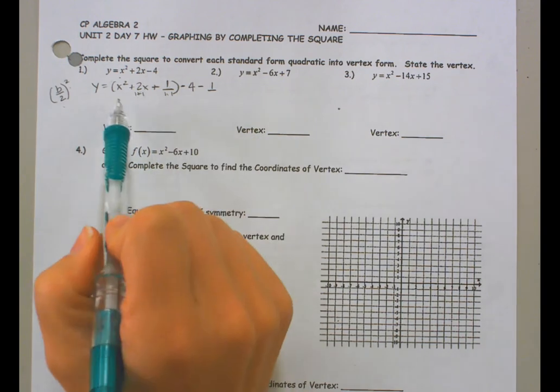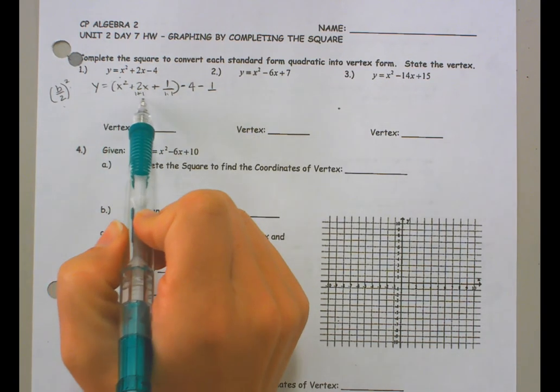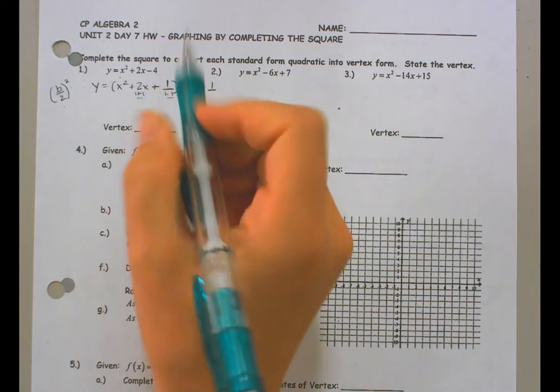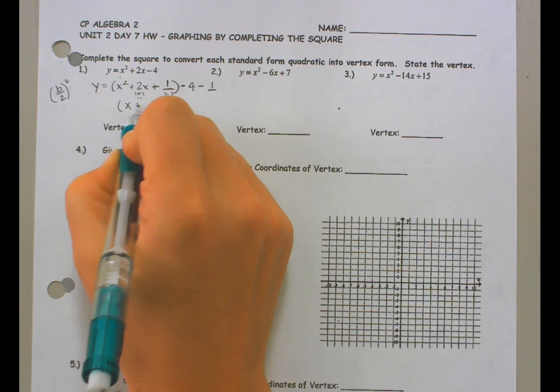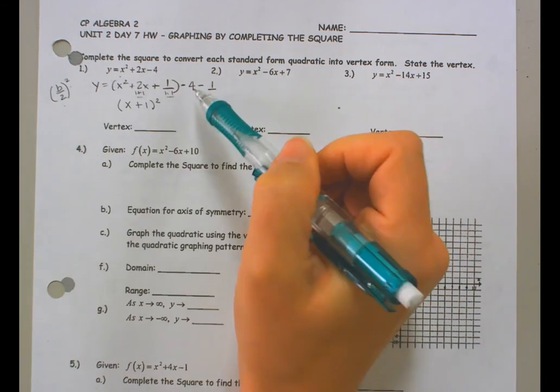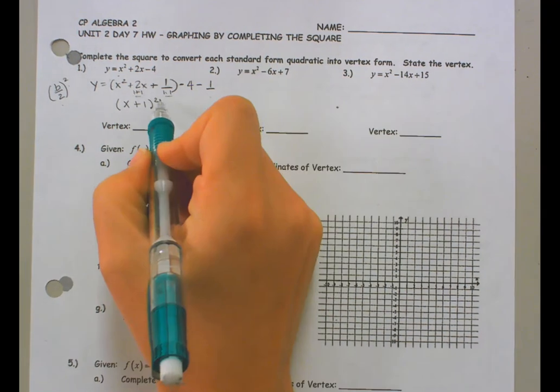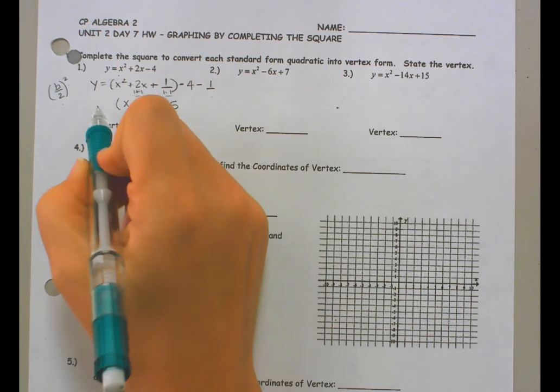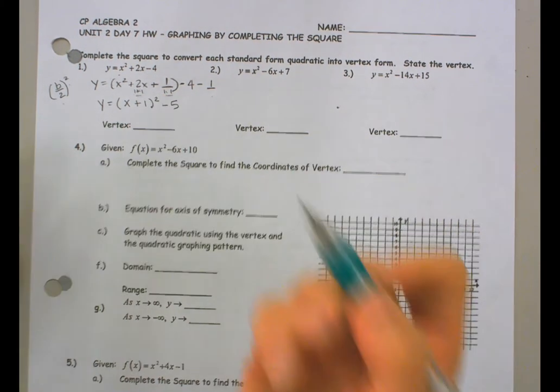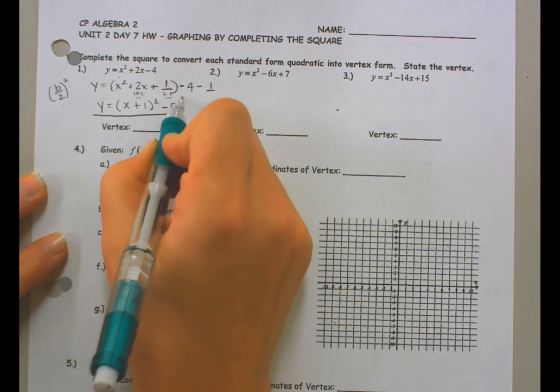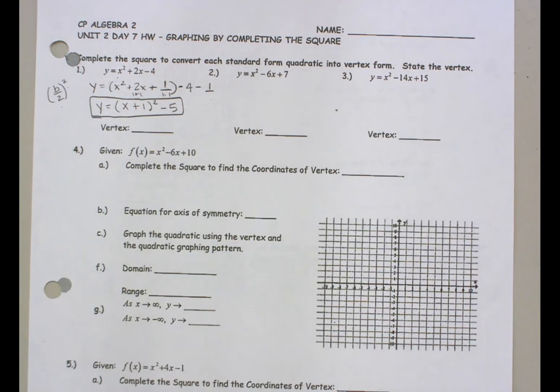So then if I factor what is on the inside, I just did that here when I talked about 1 and 1. So this would be x plus 1 squared, and then minus 4 minus 1 would give me negative 5, or minus 5. So this would be my vertex form. This is what I get when I complete the square.